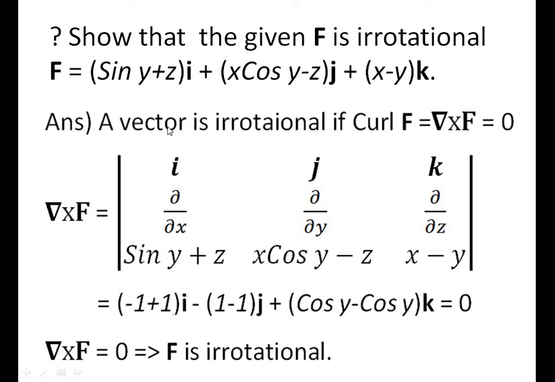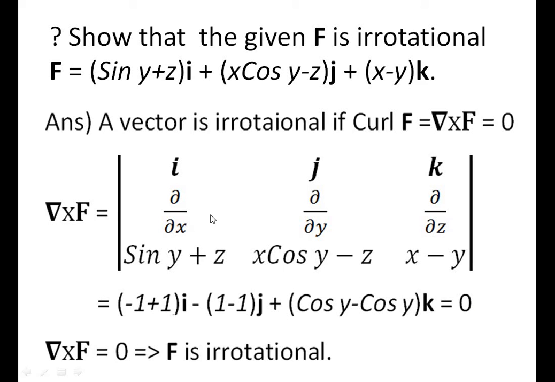A vector is irrotational if its curl equals 0, that is, we want to find del cross f, which is equal to 0, then that function is irrotational. That is del cross f equal to the determinant of i, j, k, del by del x, del by del y, del by del z, sin y plus z, x cos y minus z, x minus y. Then we get (minus 1 plus 1) i cap minus (1 minus 1) j cap plus (cos y minus cos y) k cap, that's equal to 0.